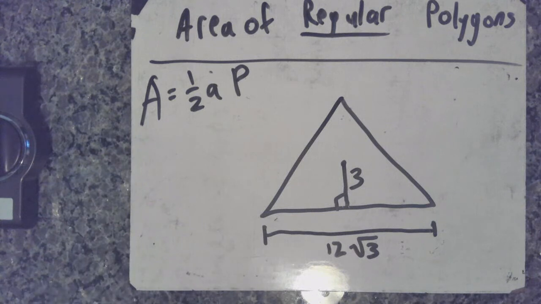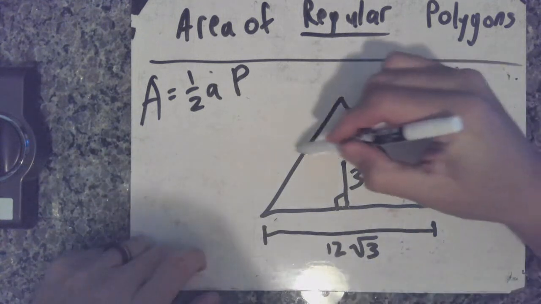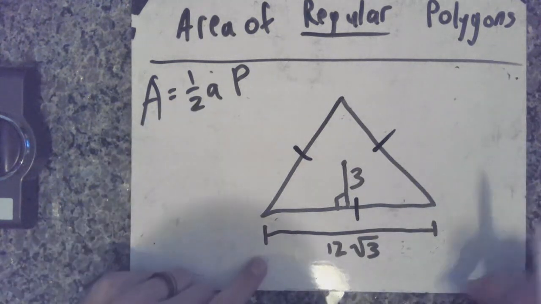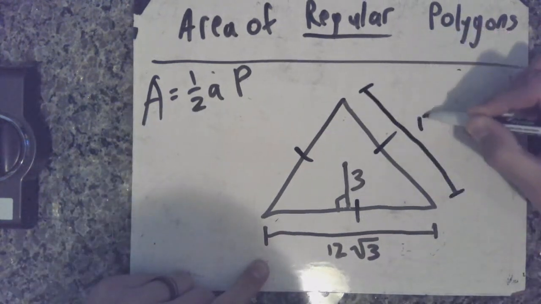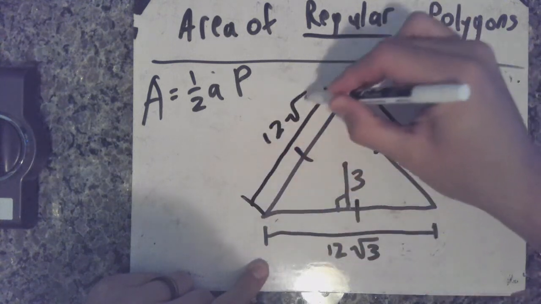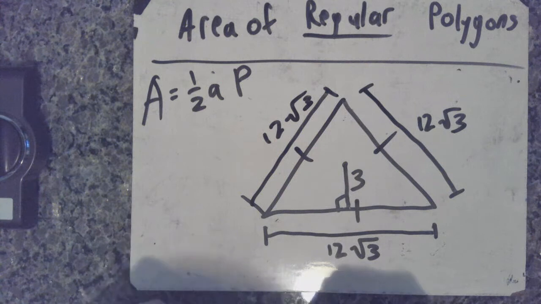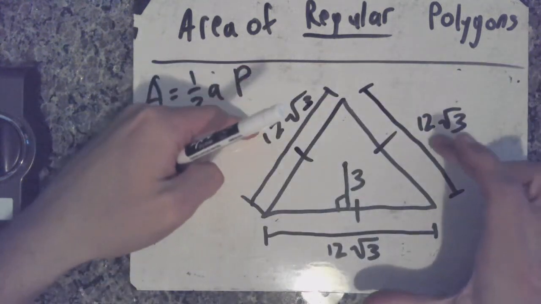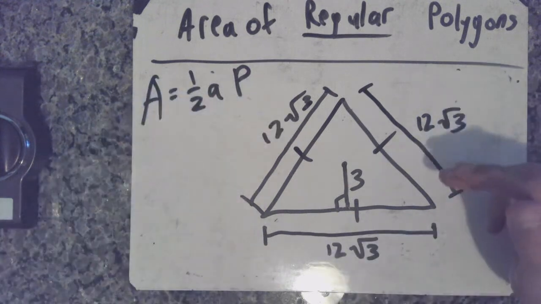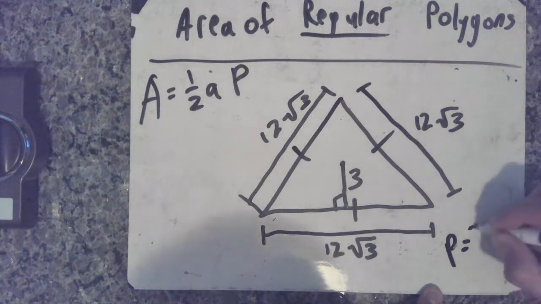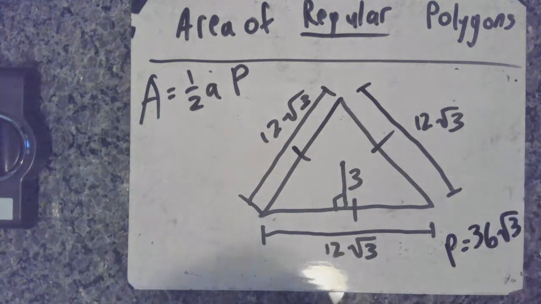The question is, do I have the perimeter? Remember, these are regular shapes where all 3 sides are the same. So if this is 12 times the square root of 3, so is this, and so is this. We add up these 3 lengths: 12 plus 12 plus 12, with the square root of 3. So the perimeter is going to be 36 times the square root of 3. Let's go ahead and plug it in.